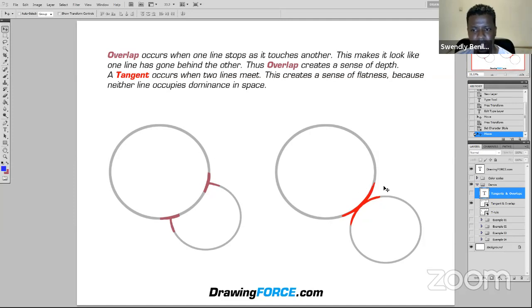So it doesn't give us any sense of spatial dominance. Again, they are just touching, so it's telling us that both of them occupy the same position in space. And on the other hand, we have overlap, which creates a clear sense of depth because it tells us this is in front and this is behind, again, like Diego showed.